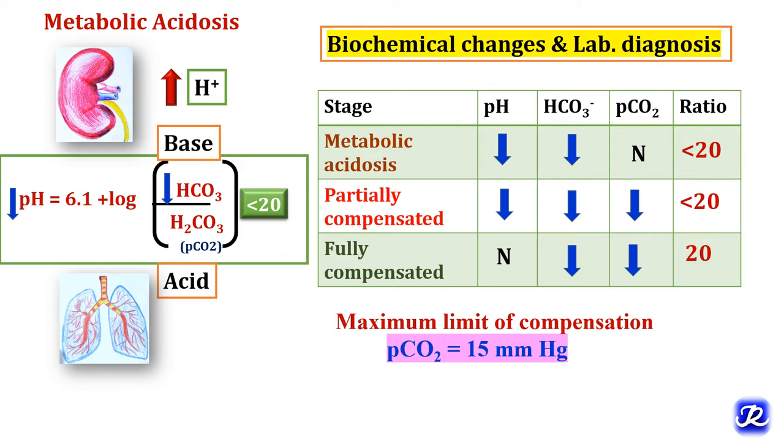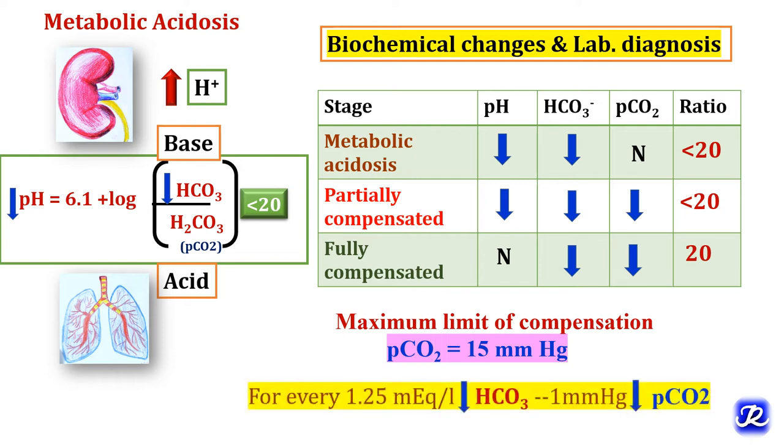What is the maximum limit of compensation? As we know, in metabolic acidosis there is a primary bicarbonate deficit. So the primary change is a decrease in partial pressure of carbon dioxide. But there is a certain limit up to which the lungs can hyperventilate. So the maximum limit of compensation is 15 millimeters of mercury for partial pressure of carbon dioxide. And for every 1.25 milliequivalent per liter decrease in bicarbonate, the partial pressure of carbon dioxide is decreased by 1 millimeter of mercury.